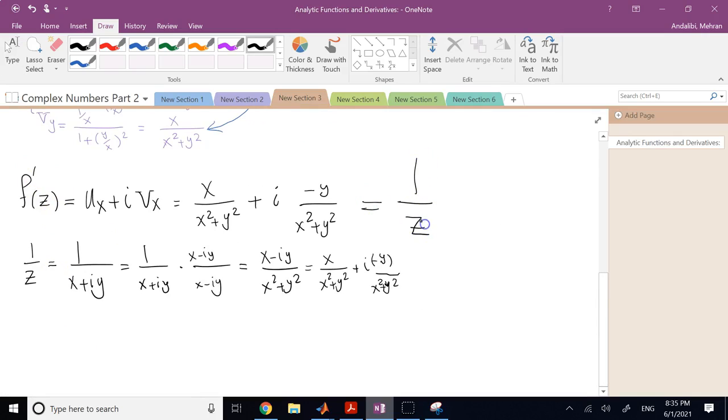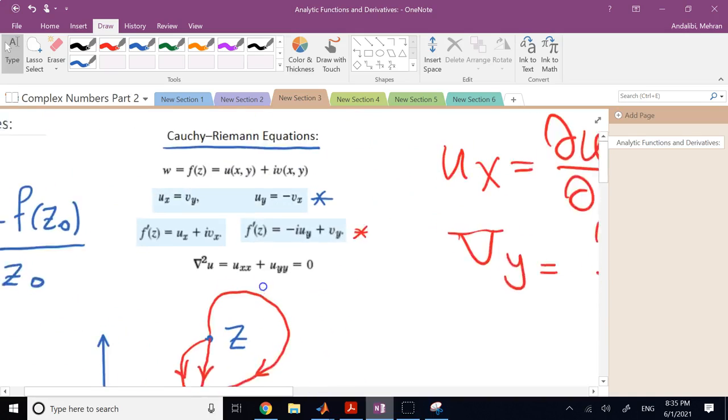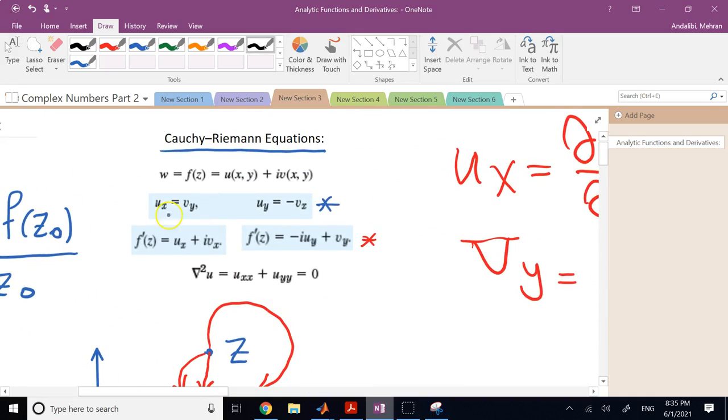So you clearly can see that the derivative of natural log is 1 over z. Okay? So here I told you the conditions necessary for a function to have derivatives, called the Cauchy-Riemann equations, these two equations. And if these are valid, then the derivative of the function can be found by either of these, either this one or this one, it doesn't matter.